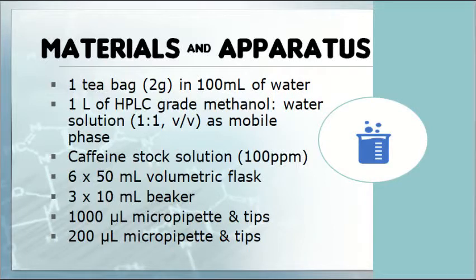Some of the materials and apparatus that are required in this practical include 1 tea bag in 100 ml of water, 1 liter of HPLC grade methanol to water solution as the mobile phase, 100 ppm caffeine stock solution, 6 50 ml volumetric flasks, 3 10 ml beakers, 1000 microliter micropipette and tips, and lastly 200 microliter micropipette and tips.